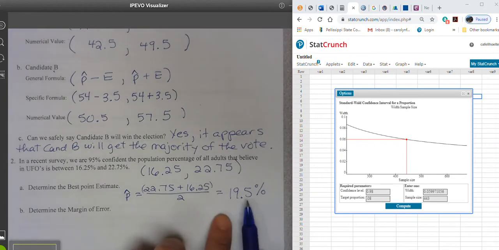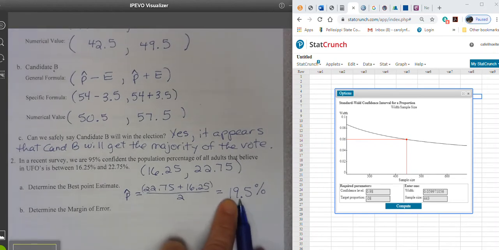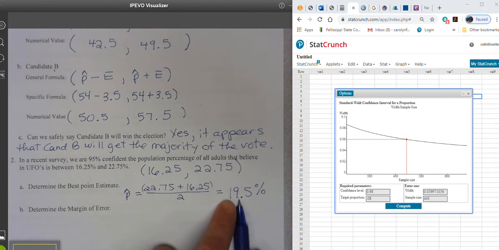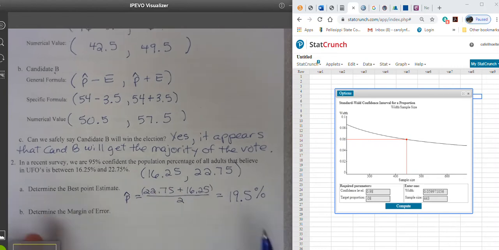So we took our p-hat and we added on E to get this. Then we took our p-hat and subtracted E to get this lower limit. So what did we do? What did we add to this to get here? And what do we subtract from p-hat to get here? That's what E is. That is our margin of error.